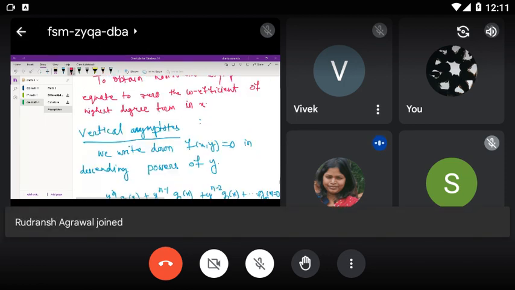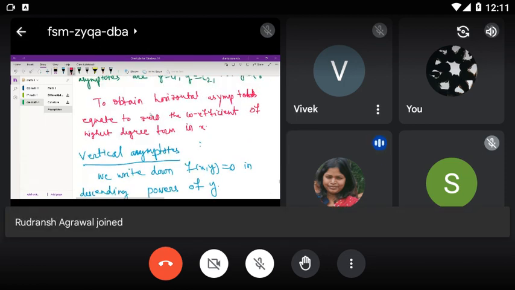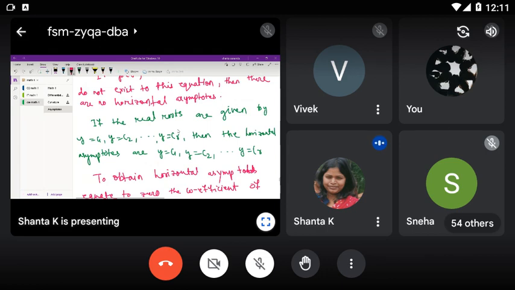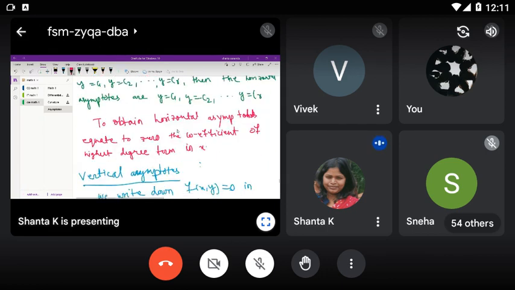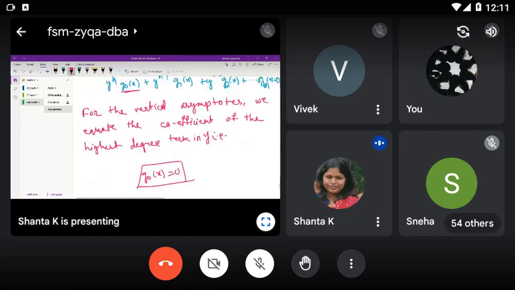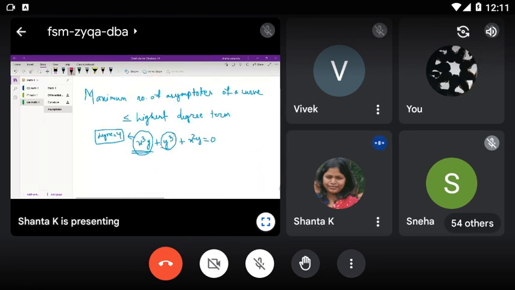One note we will put. Since we obtain horizontal asymptotes by equating to 0 the coefficient of the highest degree term, if the coefficient is a constant, we cannot put it as 0, so there won't be any horizontal asymptote, and the same thing applies to vertical asymptotes. Like suppose here the x cube coefficient is y, so you can put this y as 0, and y equals 0 is the x-axis, which is an asymptote to this curve here.